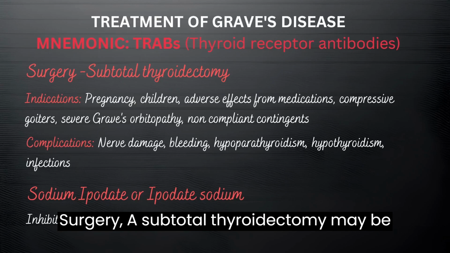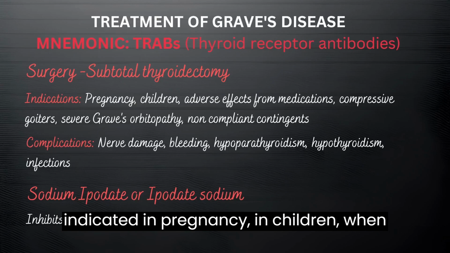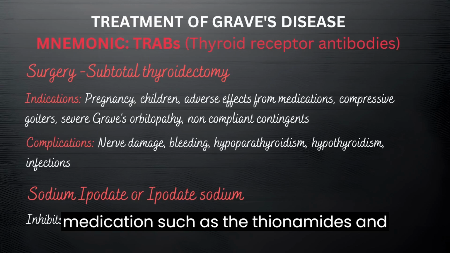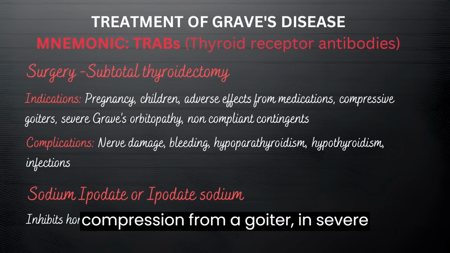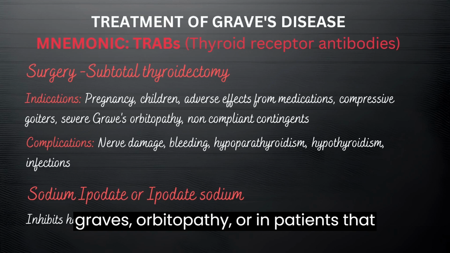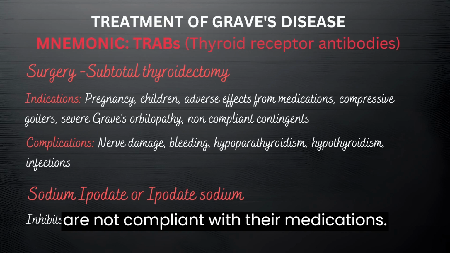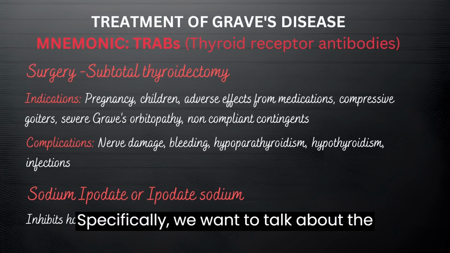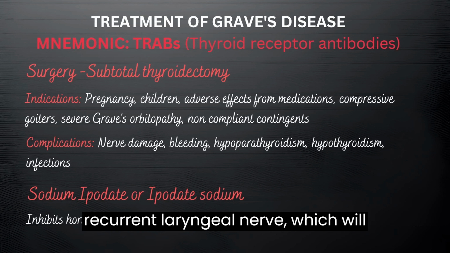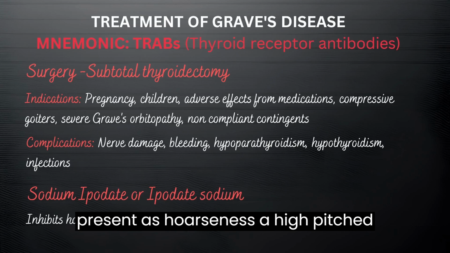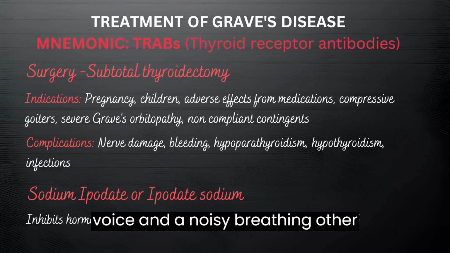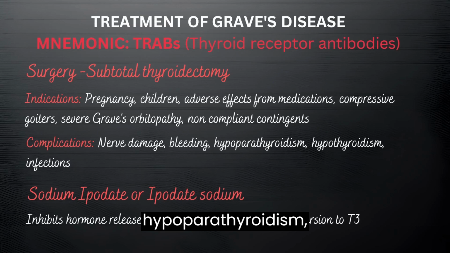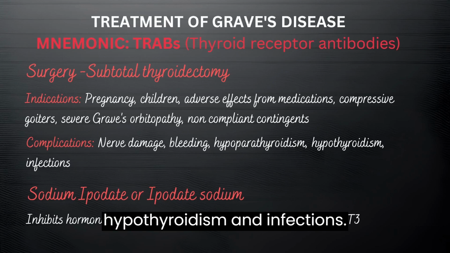Surgery, a subtotal thyroidectomy, may be indicated in pregnancy, in children, when there is an adverse effect from medications such as the thionamides, a compression from a goiter, in severe Graves' orbitopathy, or in patients that are not compliant with their medications. Complications may include nerve damage. Specifically, we want to talk about the recurrent laryngeal nerve, which will present as hoarseness, a high-pitched voice, and noisy breathing. Other complications would include bleeding, hypoparathyroidism, hypothyroidism, and infections.